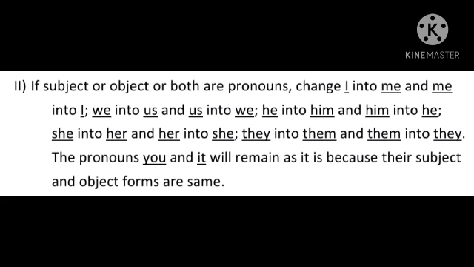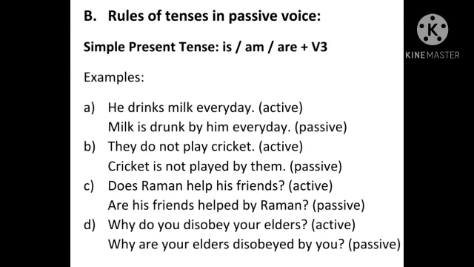If the subject or object or both are pronouns, change I into me and me into I, we into us and us into we, he into him and him into he, she into her and her into she, they into them and them into they. The pronouns you and it will remain as they are because their subject and object forms are the same. Now let's learn the rules of tenses in passive voice.